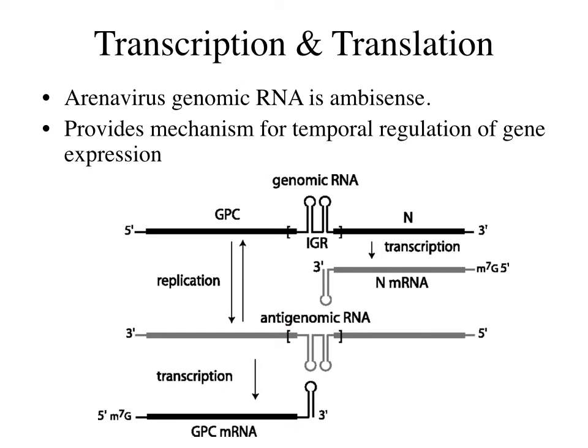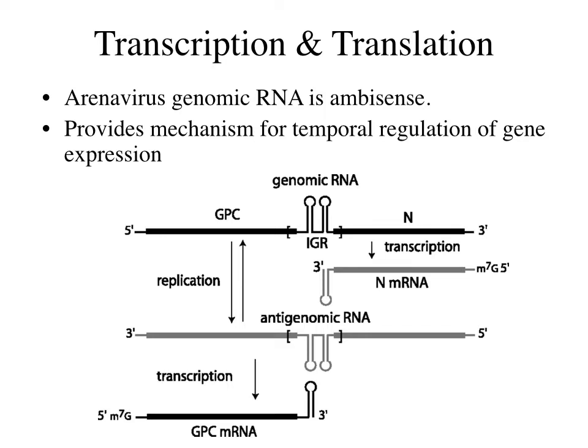So again, it's ambisense. This provides a mechanism for temporal regulation of gene expression. That's something that different viruses control in various ways. And this is one way of doing it, although I would argue kind of a complicated way, but it does work. So what we have is the mRNA of one gene is synthesized from the genomic RNA and is expressed early, whereas the mRNA for the second gene is synthesized from the antigenomic RNA and is expressed late.